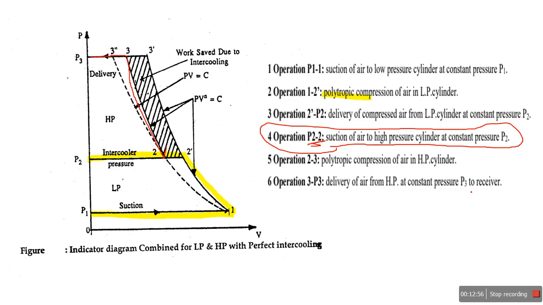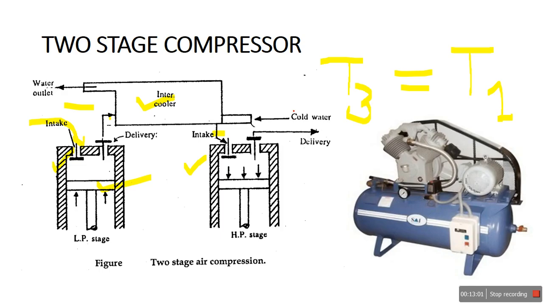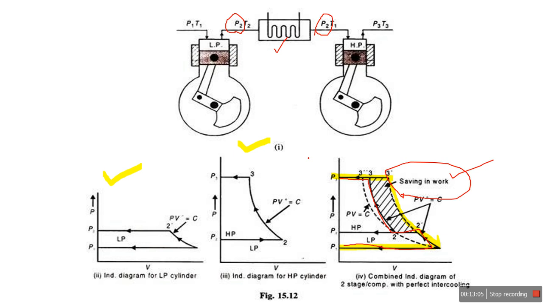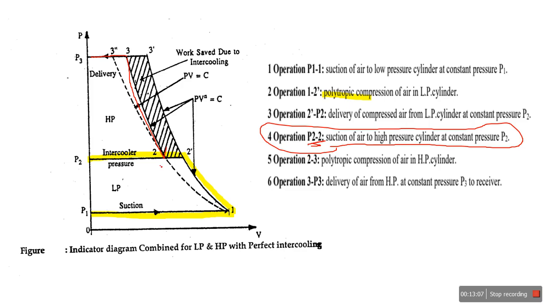Perfect intercooling: I have told that perfect intercooling means that if T1 is equal to T3, that is called perfect intercooling. And if perfect intercooling happens, then point number 2 lies on, or overlaps, the isothermal process. If the compression is carried out isothermally, for perfect intercooling, point 2 lies on the isothermal compression. But you know that isothermal is a hypothetical ideal process.